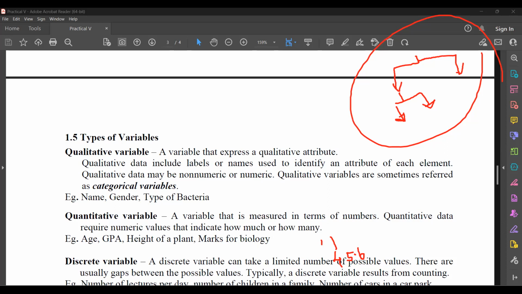Therefore, as a student learning statistics, you should be able to understand the variable type before you analyze your variables. That is the most important thing. Okay.